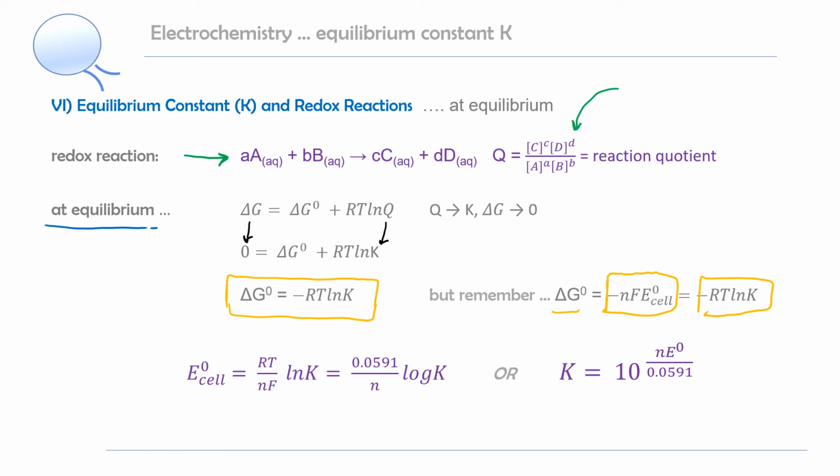Rearranging terms and doing conversion of natural log to log base 10 is going to give us this equation for our cell potential. Okay, cell potential is going to be that constant RT over F, so 0.0591 over n, the number of moles of electrons exchanged, log of the equilibrium constant.